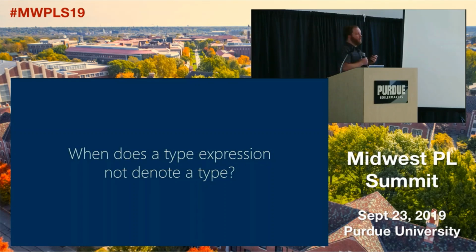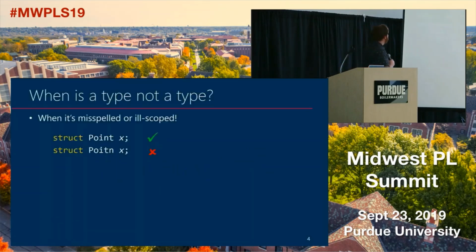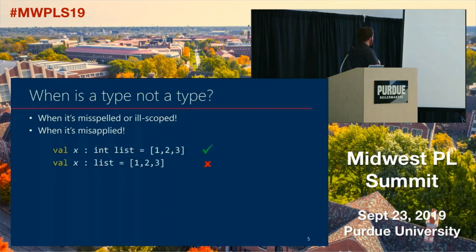And of course, there are a number of ways this can happen. It could be misspelled or ill-scoped. So struct point x is fine. There's an invisible green check mark here. Struct potin x, not so fine. There's an invisible red x there. And if you're talking about a language like C or Java or C# pre-generic, that's about the level of type validation that you get.